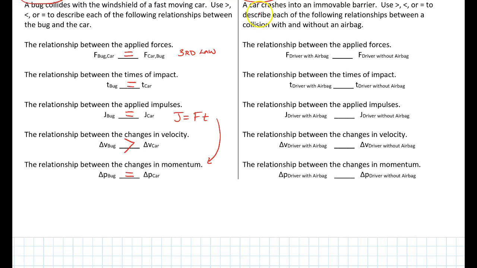Okay, so now we're looking at one object. A car crashes into a very, very strong barrier. Describe each of the following between a collision with and without an airbag. So our focus here is just the driver. The driver with an airbag versus without an airbag.